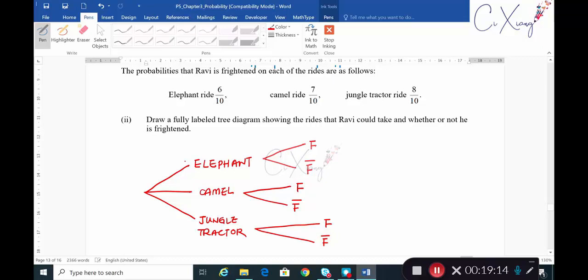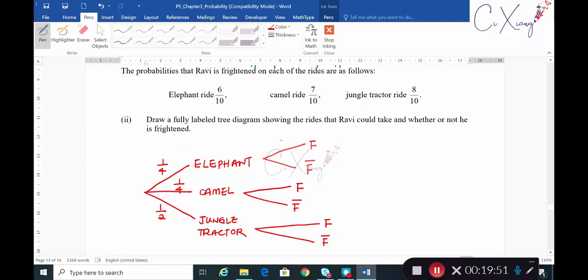Maybe before I show you all the outcome, you can pause the video for a while and try to complete the tree diagram first before you continue with the answer. Okay, I want to continue for now. For elephant, the probability that we got just now is 1/4. Camel is also 1/4. Jungle tractor is 1/2. If you total these three probabilities together, you will see that they equal 1. So that means you have a higher chance to get this question correct.